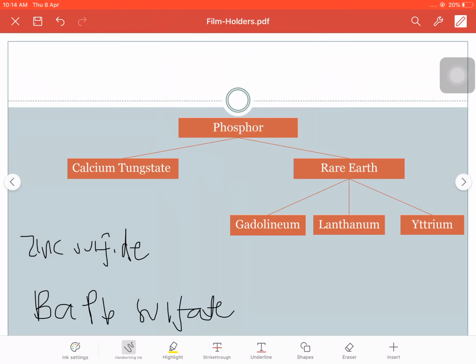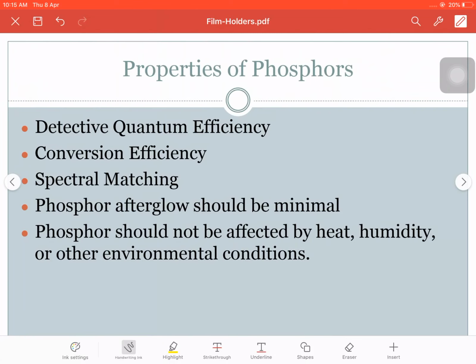Next, let's talk about the properties that a phosphor should have. First is the detective quantum efficiency, where the phosphors should have a higher atomic number so that X-ray absorption is high. The crystal that has a higher detective quantum efficiency is the rare earth crystals. As I've mentioned, lanthanum, gadolinium, and yttrium have a higher atomic number compared to calcium tungstate. Okay?